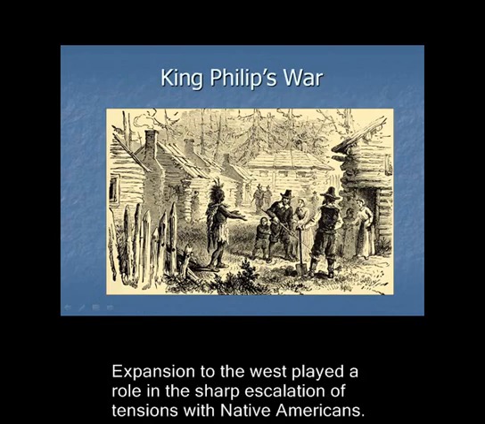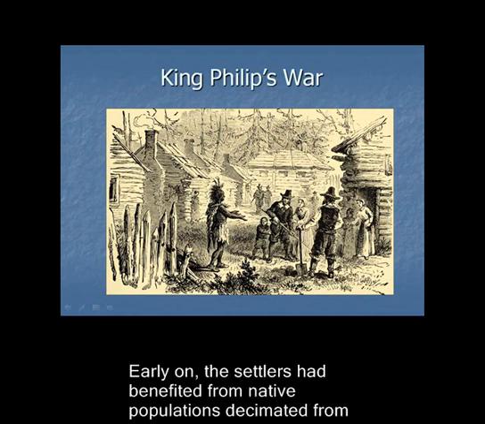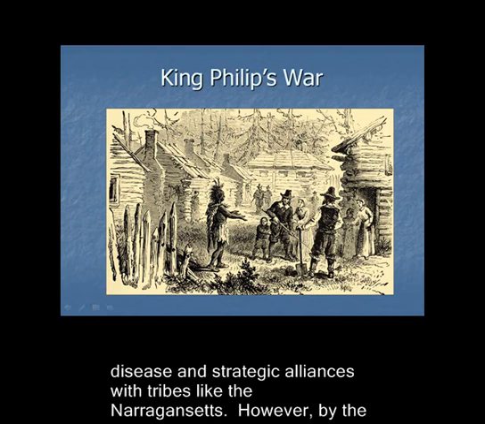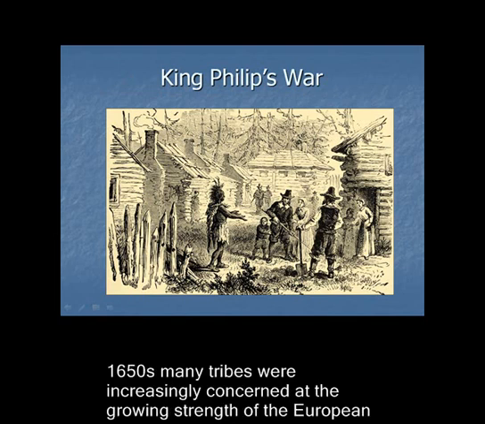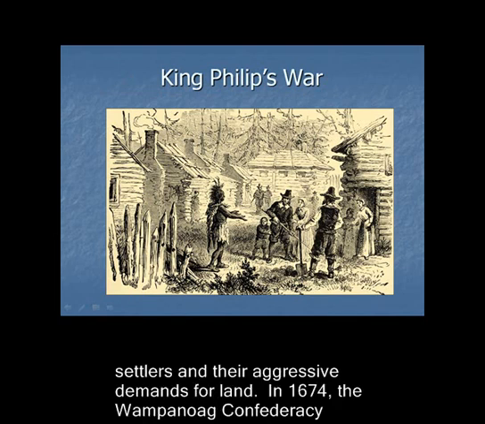Expansion to the west played a role in the sharp escalation of tensions with Native Americans. Early on, the settlers had benefited from native populations decimated from disease and strategic alliances with tribes like the Narragansetts. However, by the 1650s, many tribes were increasingly concerned at the growing strength of European settlers and their aggressive demands for land.